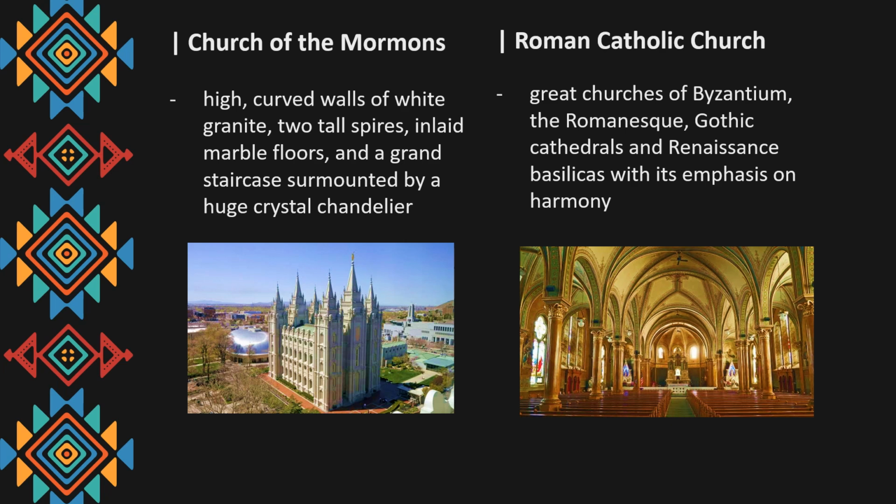The most significant objects of transformation for Christian architecture and design were the great churches of Byzantium, the Romanesque and Gothic cathedrals, and Renaissance basilicas, with its emphasis on harmony. These large, often ornate and architecturally prestigious buildings were dominant features of the towns and countrysides in which they stood.